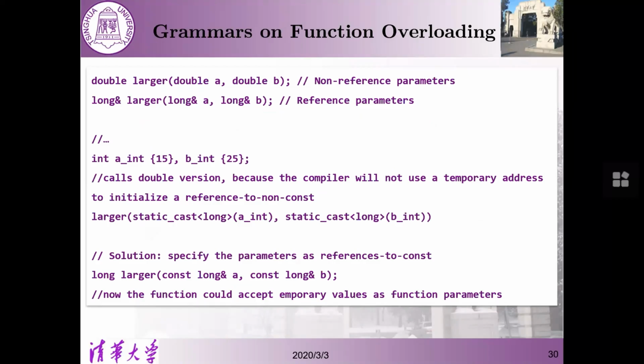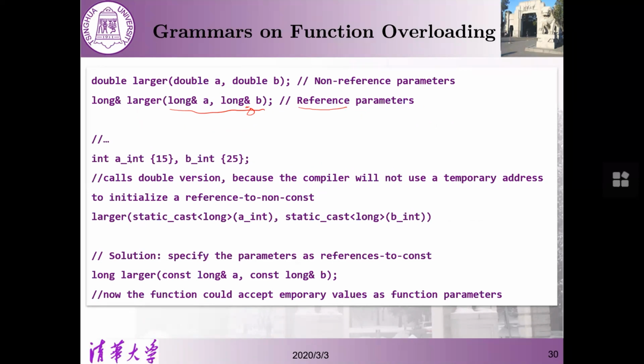And this one is another grammar. So this is a non-reference parameter, and this is a reference parameter. So we will learn reference later. Actually, for now we just need to know that reference is a constant pointer. Constant pointer. That's fine. Okay.